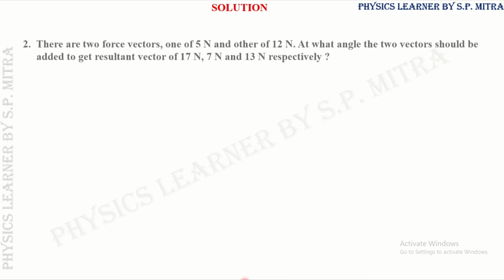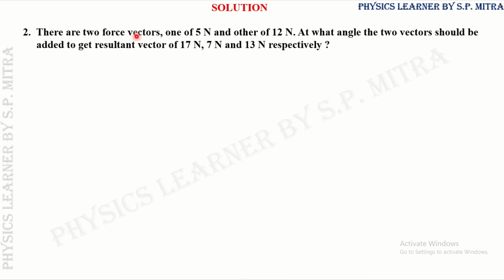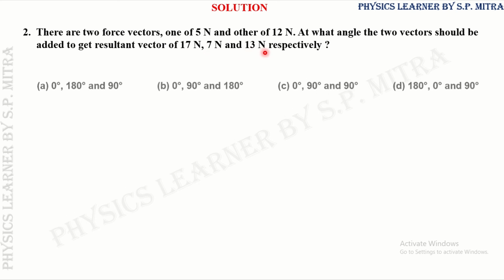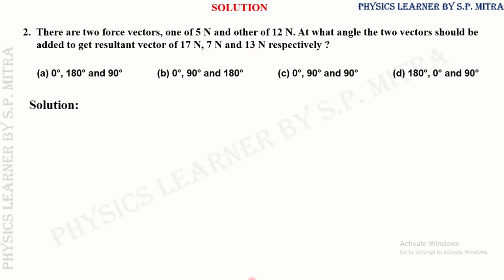In the first problem, it was asked that there are two force vectors, one of 5 Newton and the other of 12 Newton. At what angle should the two vectors be added to get the resultant vector of 17 Newton, 7 Newton and 13 Newton respectively? Here are the options. Let's see the solution now.